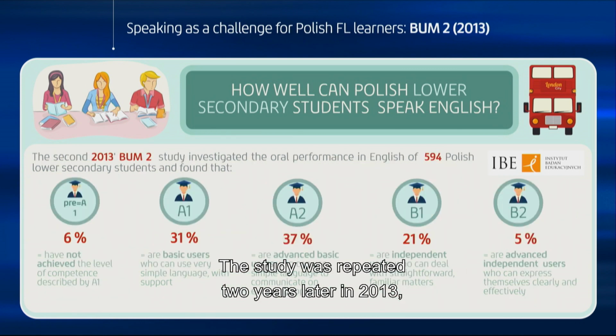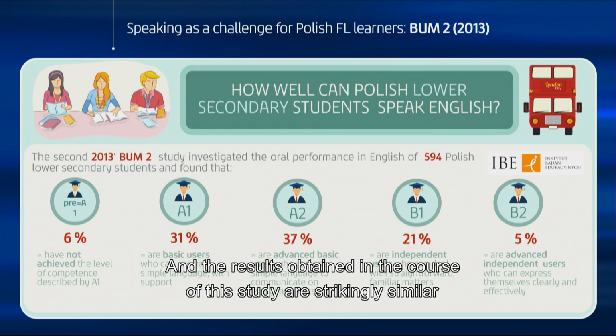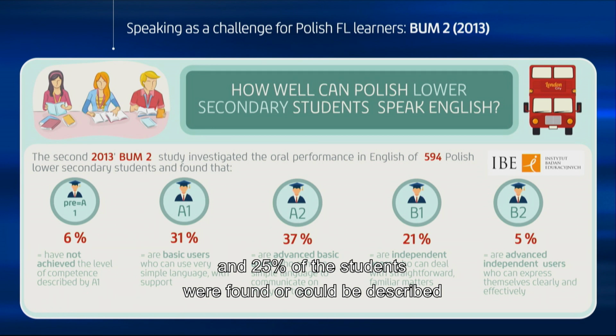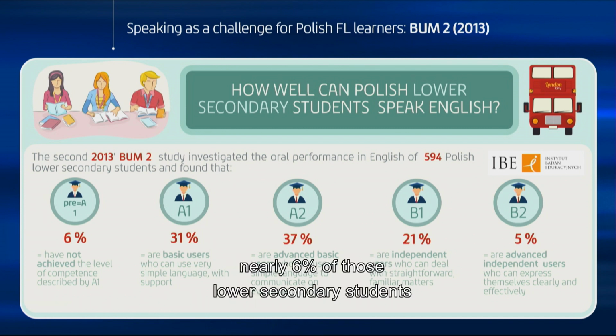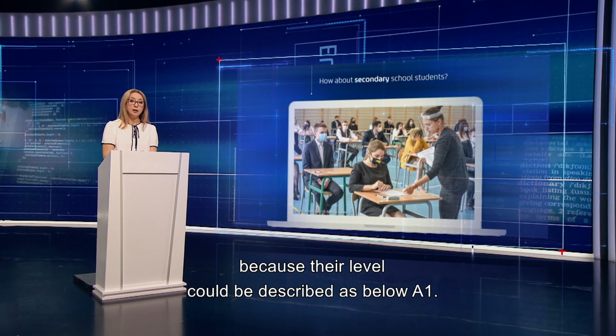The study was repeated 2 years later, in 2013, this time on a slightly larger population of students, 594 students. And the results obtained in the course of this study are strikingly similar because, again, 1/3 of students attained the A1 or A2 level, respectively, and 25% of the students could be described as B1 or B2 level. One important finding of that study is that nearly 6% of those lower secondary students turned out not to be able to speak English at all because their level could be described as below A1.